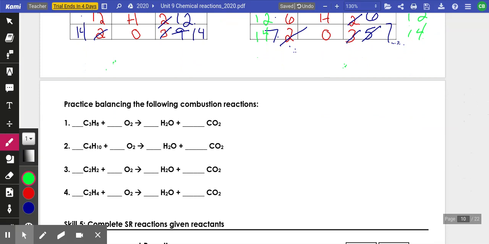Okay, so let's check your work. Did you get 1, 5, 3, 4? If not, stop, go back and see if you can get those totaled up and check your work there. Okay, next one. Go ahead and try number 2.